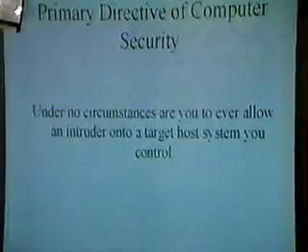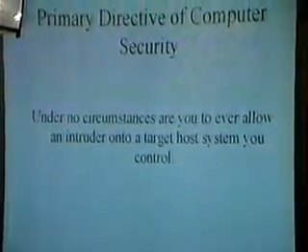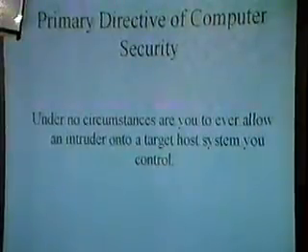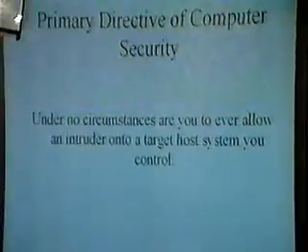So the basic thing, what I call a primary directive of computer security, is that under no circumstances will you ever allow an intruder on the target host system you control. This is for a variety of reasons. The basic one is that once an intruder gets on your box, you are quickly losing how many options you have left to prevent their spread throughout the entire network.